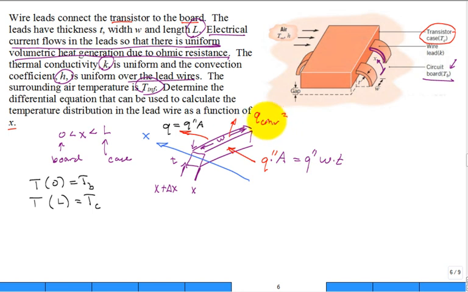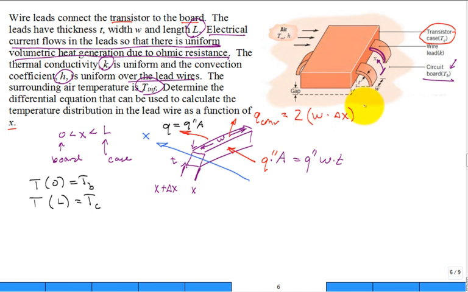Now, I'm going to have the top and the bottom, so I'm going to have a 2 right away. Why the 2? Top and bottom. What's the area? The area is going to be W times delta X. Why isn't it W times T? No, it's W times delta X, isn't it?